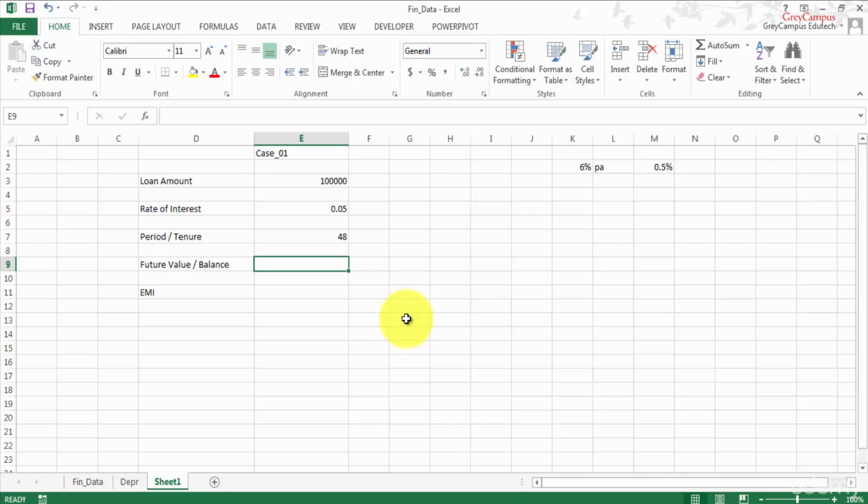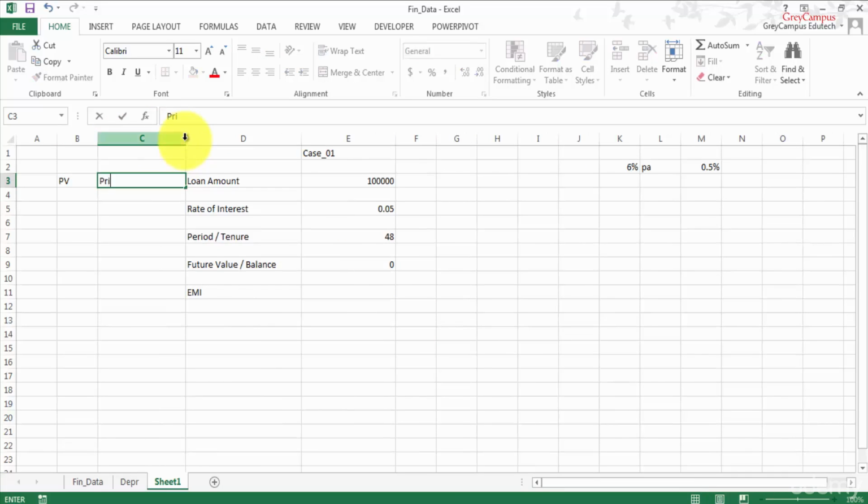So we always see that the balance after calculation, or after giving all the EMIs for 48 months, my balance with the bank should be 0. Now we are heading towards calculating the EMI. So now let's understand the terms that are used in Excel. This loan amount is known as PV. This PV stands for principal value, or we also call it present value.